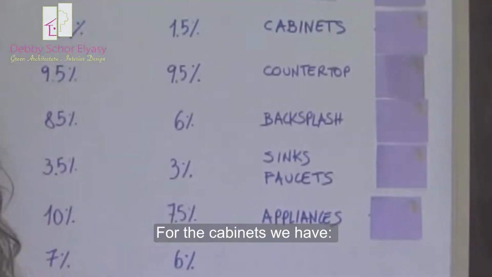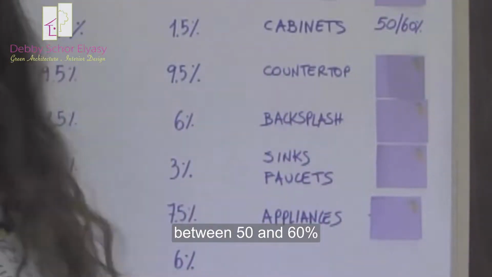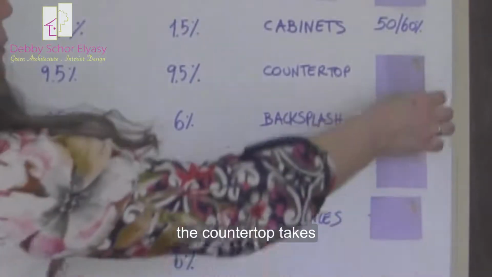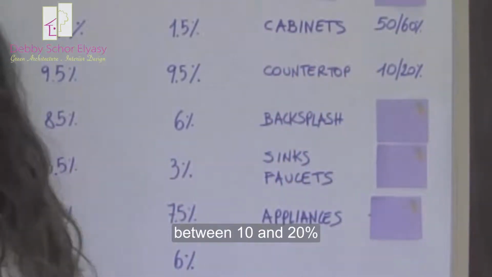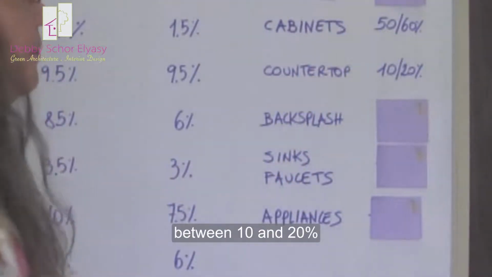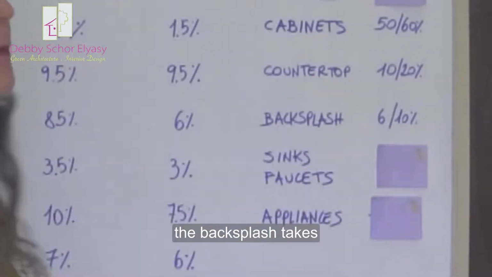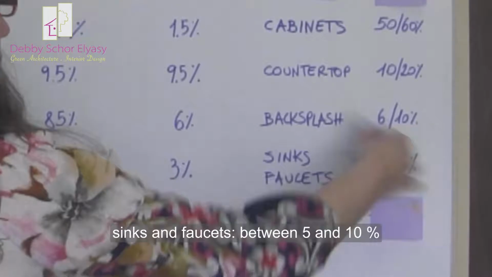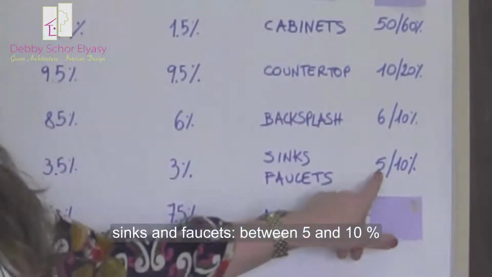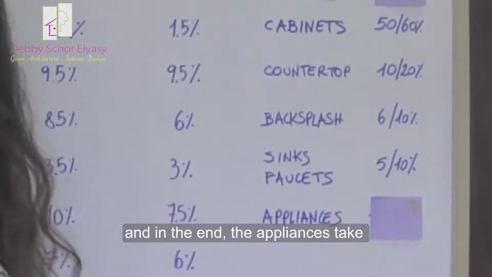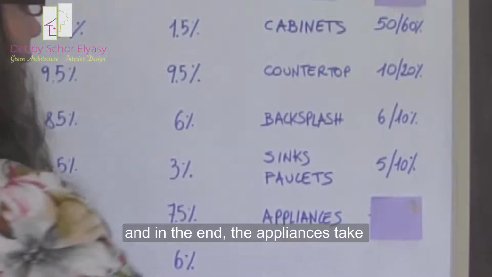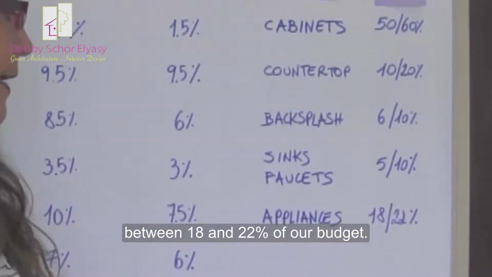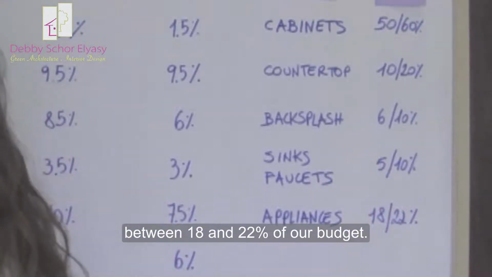For the cabinet, we have between 50 and 60%. The countertop takes between 10 and 20%. The backsplash takes between 6 and 10% of your budget. Sinks and faucets between 5 and 10%. And in the end, the appliances take between 18 and 22% of our budget.